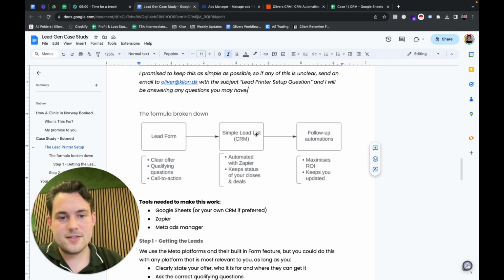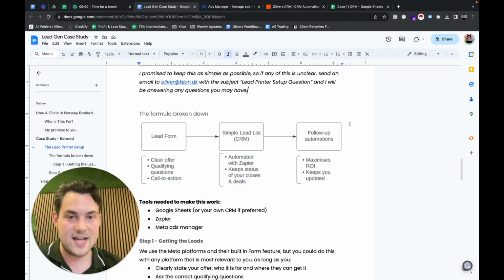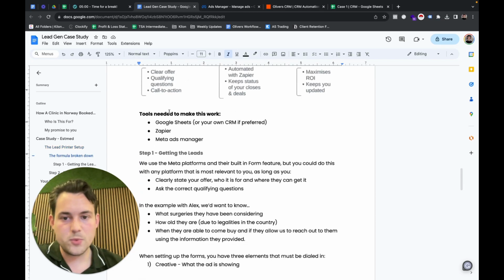After this, we set up some follow-up automation. To make sure that your closing rate is as high as possible, we basically follow up with your leads after you've given them an offer and try to get them to convert, even if they don't when you speak with them. So the tools that we use for this are Google Sheets, unless you have your own CRM. We use Zapier, which is an automation tool. You can find it at zapier.com. And then we use the Meta Ads Manager. This could really be any media buying platform. We use Meta because the tool is quite good and we get pretty good results with it.